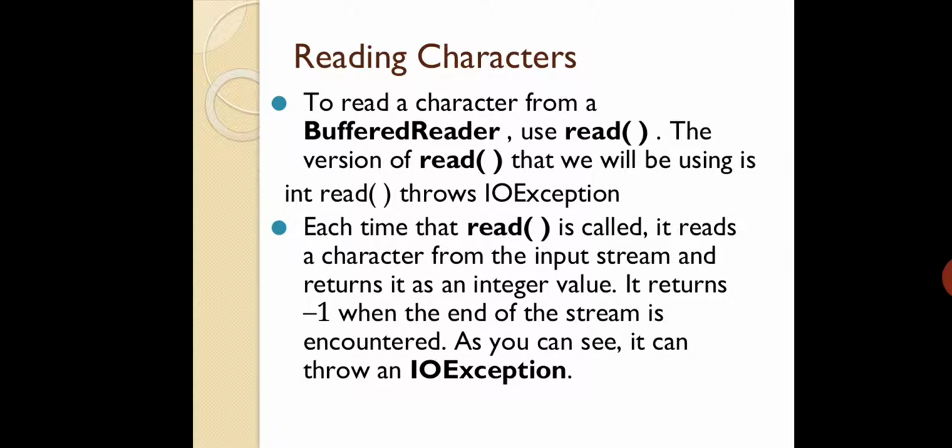When you develop applications you get to know, but as of now, whenever you use a read method you can go with that particular version: int read throws IOException. Each time that read method is called, it reads a character from the input stream and returns it as an integer value. Why? Because the data type you mentioned for that instruction is int, isn't it? If you go for char read throws IOException, then it will take the character. Right now from the input stream it returns the integer value. It returns -1 when the end of the stream is encountered.